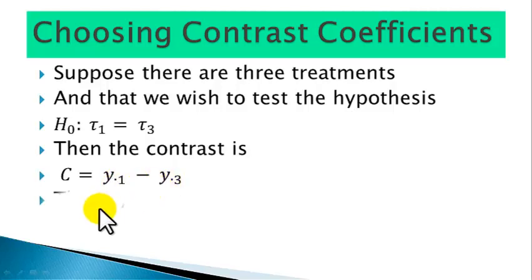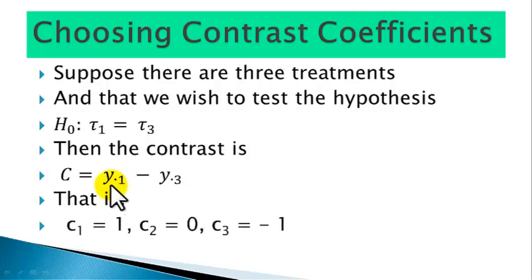Clearly, as you can see, the coefficients of the treatment totals here are C1 equals 1, that's the coefficient of treatment 1. C2 is equal to 0, coefficient of treatment 2, since there is no treatment 2 present here in the contrast. And C3 equals minus 1, coefficient of treatment 3 total. As you can see, the sum of the coefficients here is equal to 0.